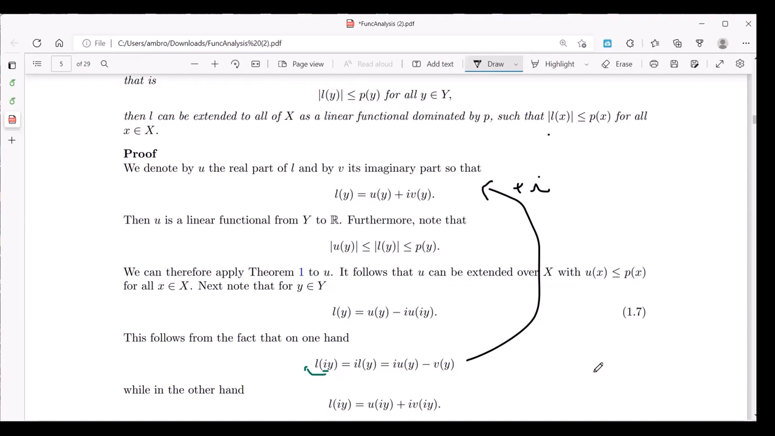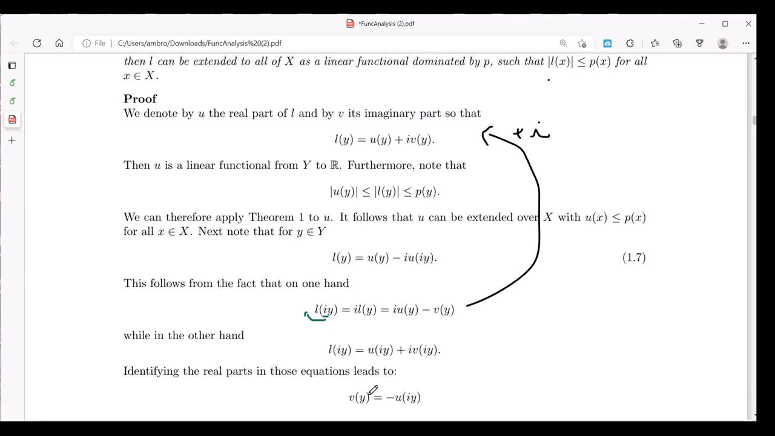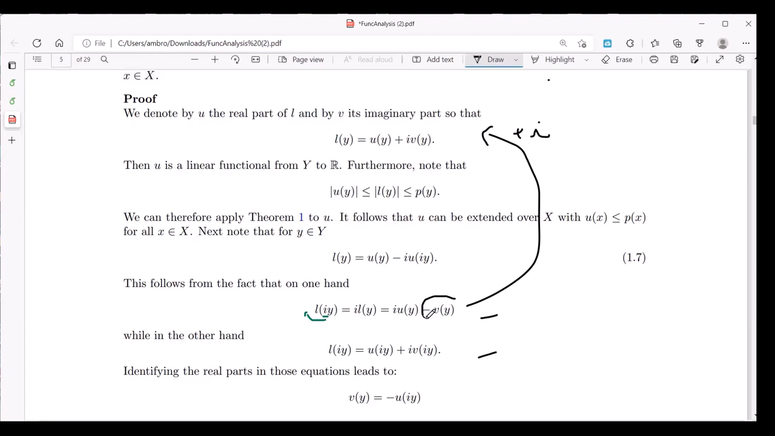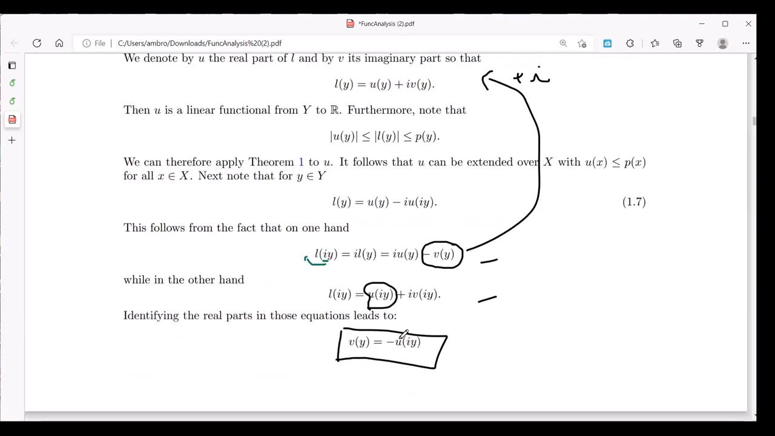All right. On the other hand, L of iy, by definition of L, is U of iy plus iV of iy. This is the definition of L. So now I identify the real part in these two expressions, and the real part here must be equal to that. That's it. You got V of y equals minus U of iy. So that's what's written here. So this equality holds.